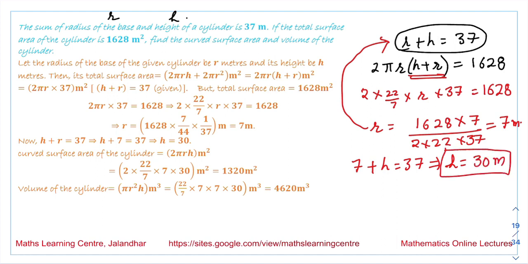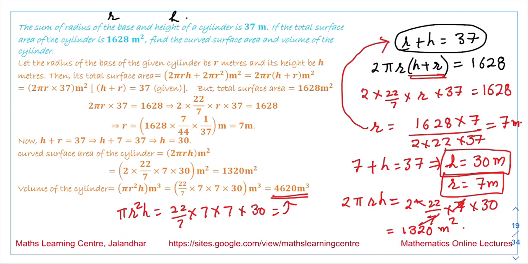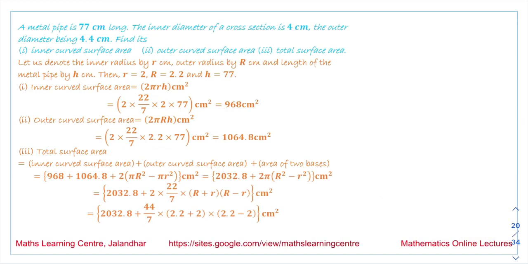So height is 30 meter and radius is 7 meters. The curved surface area of the cylinder is 2 pi r h. This is the formula for curved surface area of the cylinder. So it is 2 into 22 by 7, radius is 7 and height is 30. These two get cancelled, and the answer is 1320 meter square. The last thing we have to calculate is the volume of the cylinder. The formula for volume is pi r square h. So it is 22 by 7, radius is 7 and height is 30, and the final answer you will get is 4620 meter cube.